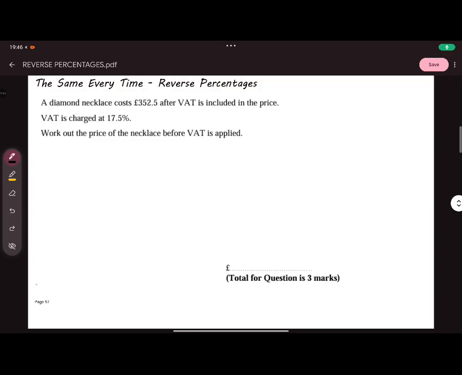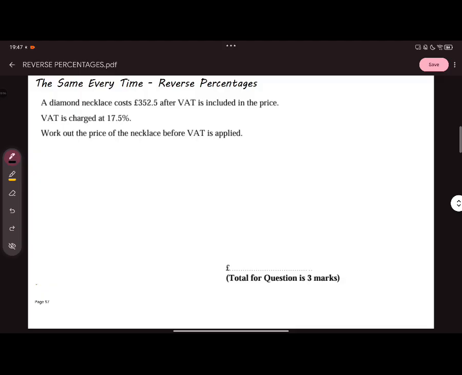Welcome to another video, the same every time, looking at IGCSE maths and GCSE maths, the kind of questions that apart from the numbers are the same every time. Learn how to do them, practice, then when you see them on your exam paper, you're going to know exactly what to do and you can get yourself those marks, you'll get yourself into the grades. We're still looking at reverse percentages.